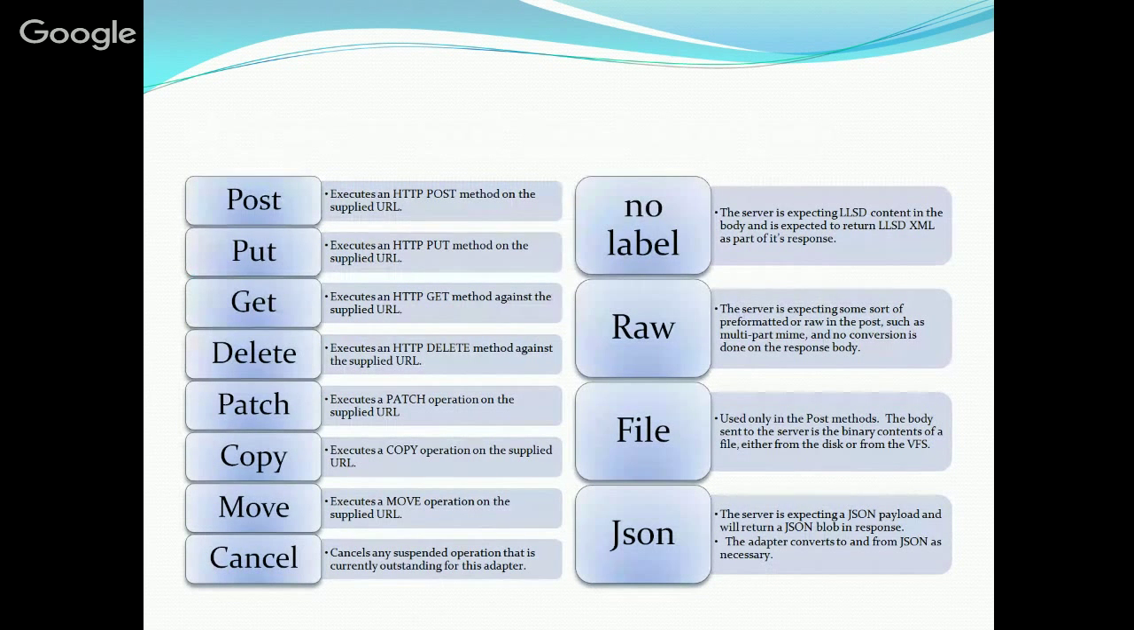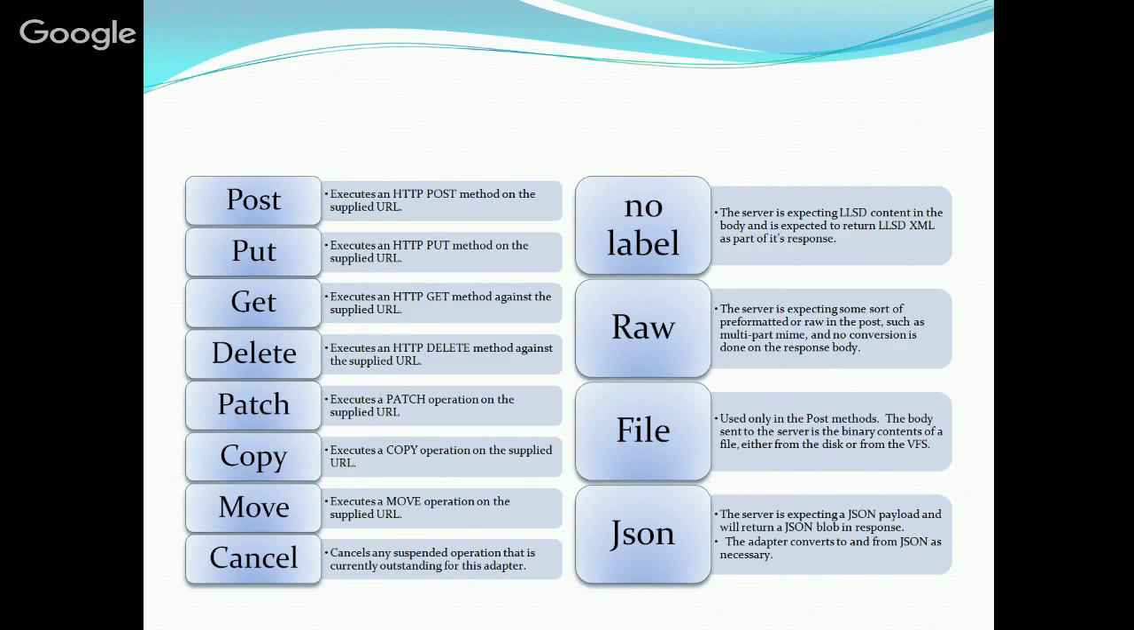There are 8 primary methods on the adapter: post, put, get, delete, patch, copy, move, and cancel. Cancel is off in a land by itself. I'll talk about that in a moment. The first 7 of those represent essentially the corresponding HTTP method.